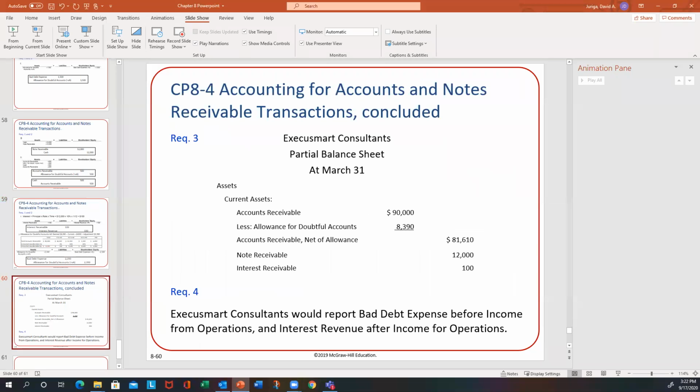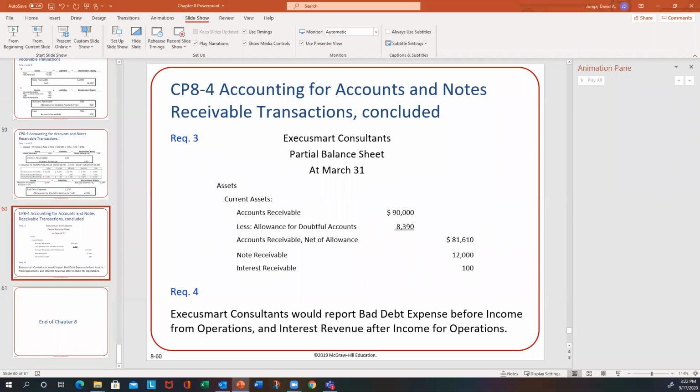And then the last thing is they're showing you the balance sheet presentation where you have your accounts receivable. There's your allowance account at the end of March. Notice you subtract that to get your net receivable. You had a $12,000 note receivable, and this $100 of interest receivable simply would have been your accrual. All right, and I think that's the last of these exercises.